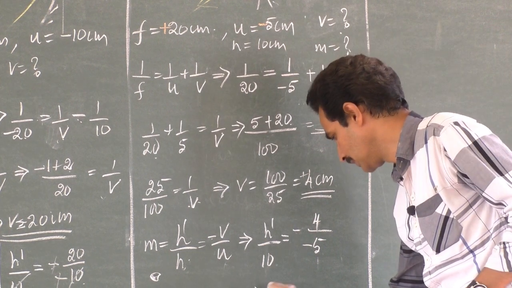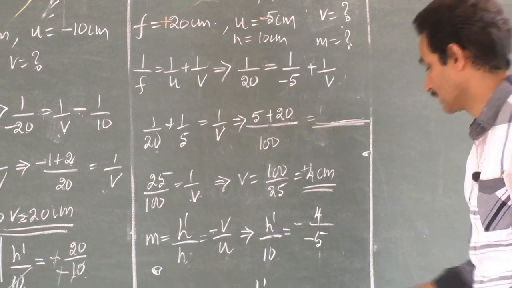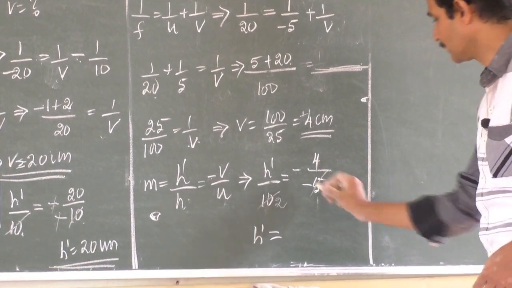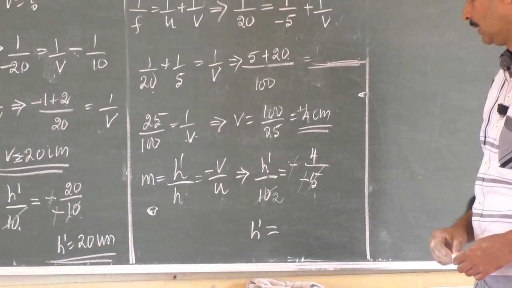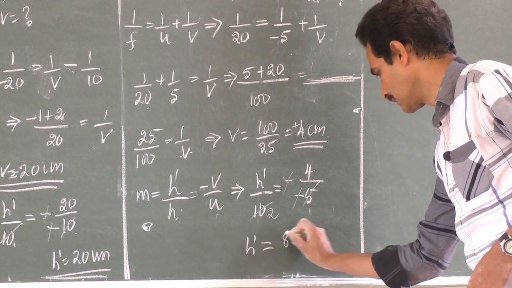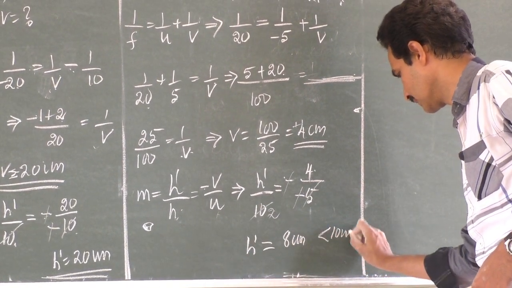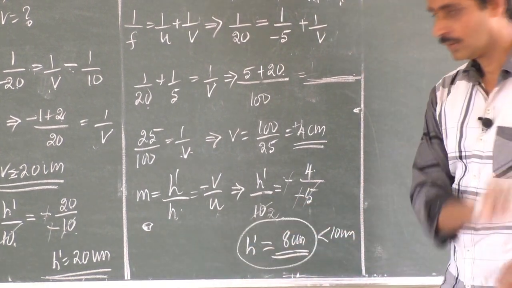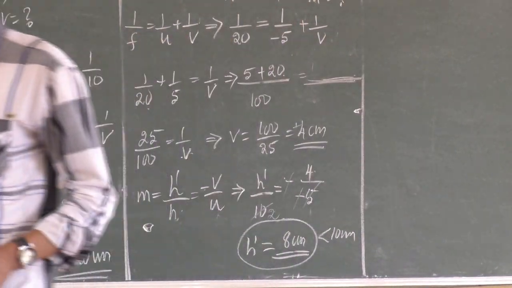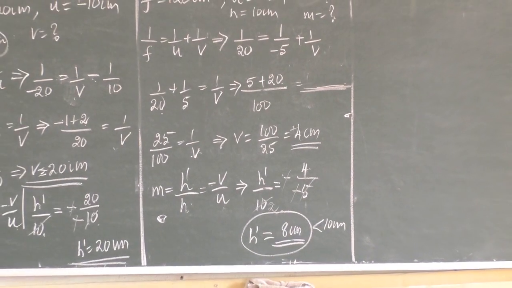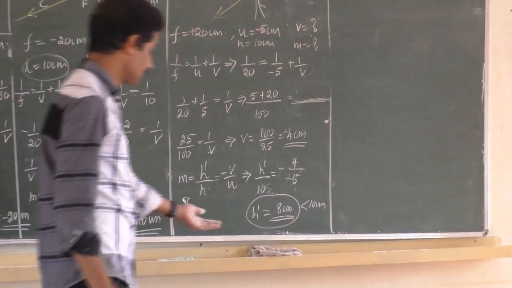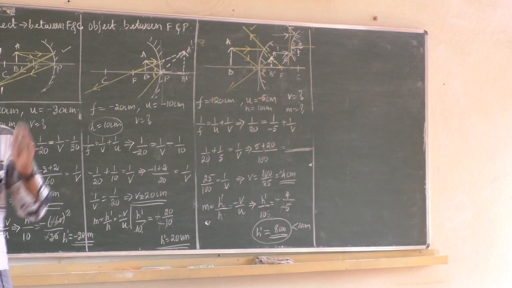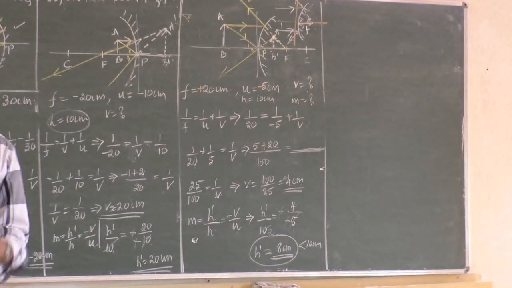So what is H dash? It should be diminished, it should be less than 10 centimeters. Let us see whether we get it or not. 5 2 times, and this minus will get cancelled. 2 4 times, 8 centimeters, which is less than 10 centimeters, a diminished image. Hope I am right? Yes. So a diminished virtual image inside the mirror is formed and it is erect above the principal axis. We got H dash positive and not negative, otherwise it would have been inverted. Now it is erect, but diminished, less than 10, and formed within the mirror.